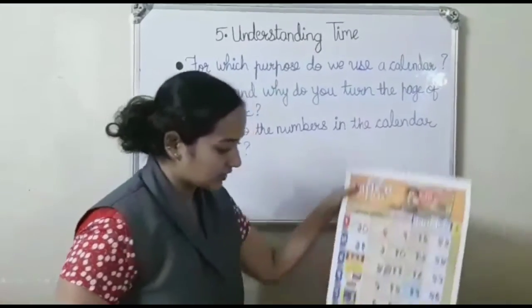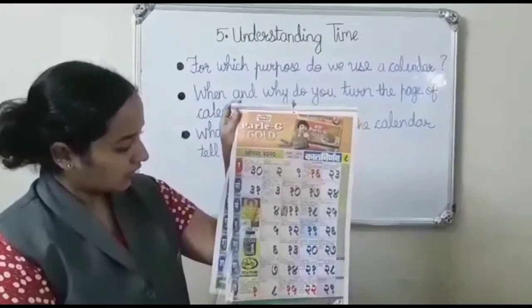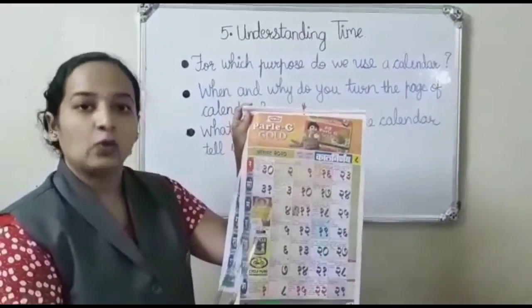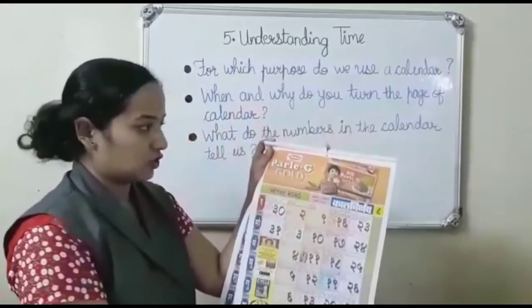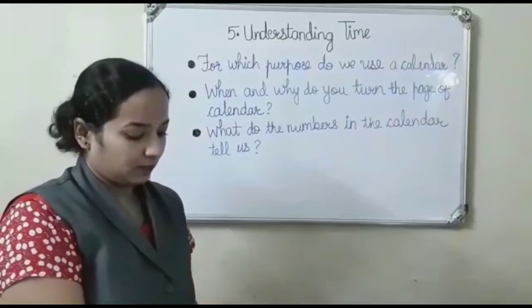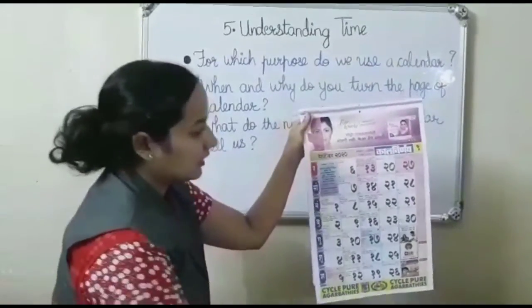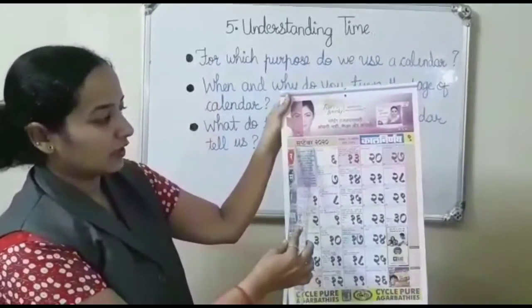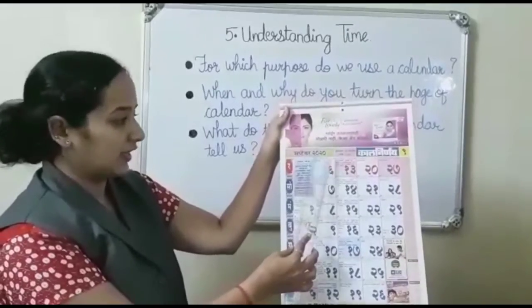Now, as you can see in this page, over here the month ends. When the month ends, you have to turn the page and a new month will start, and that month will be September. As you can see, the name of the month is written over here in bold letters, September 2020.